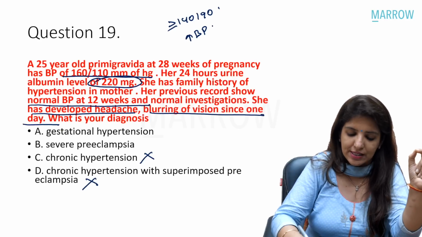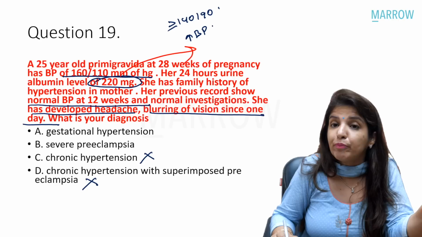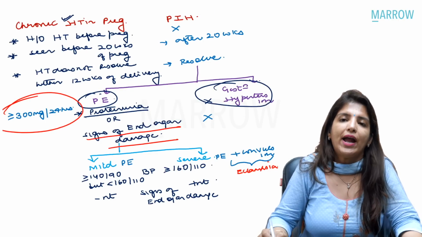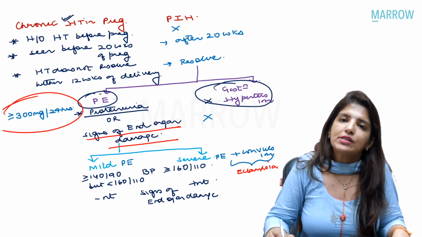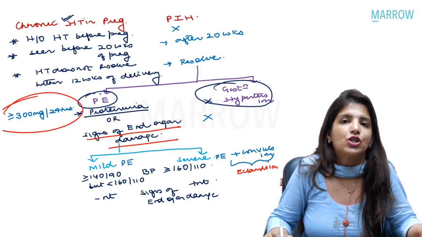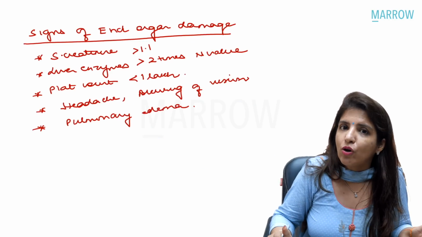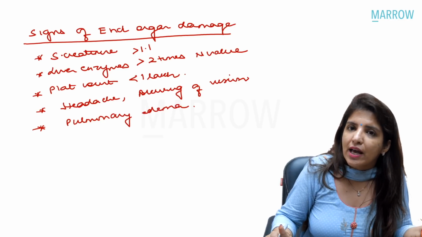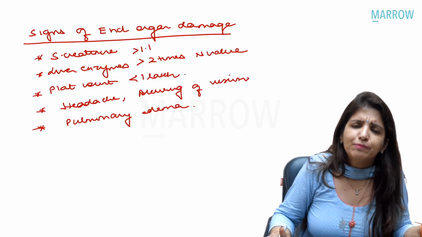Now, this patient is having protein excretion of 220. So, she is not having proteinuria. The other thing is there should be signs of end organ damage. So, either the patient should be having proteinuria or signs of end organ damage. Then we say she's a case of preeclampsia. What are signs of end organ damage? Signs of end organ damage are serum creatinine more than 1.1, increased liver enzymes to more than 2 times their normal value, platelet count less than 1 lakh.